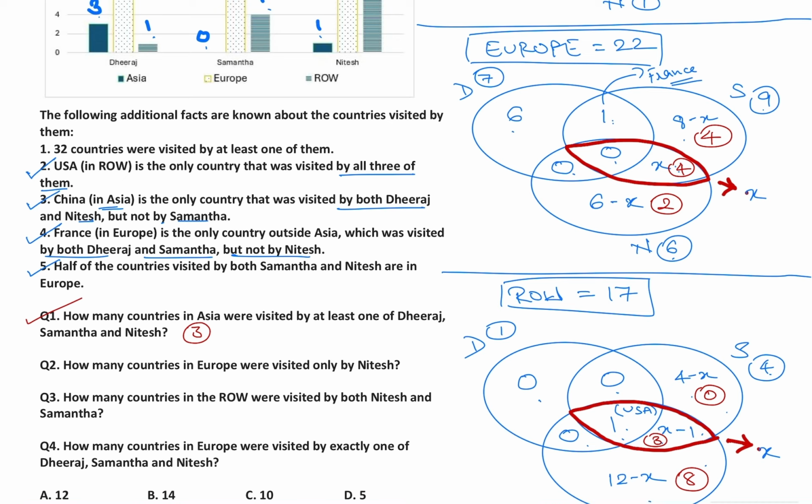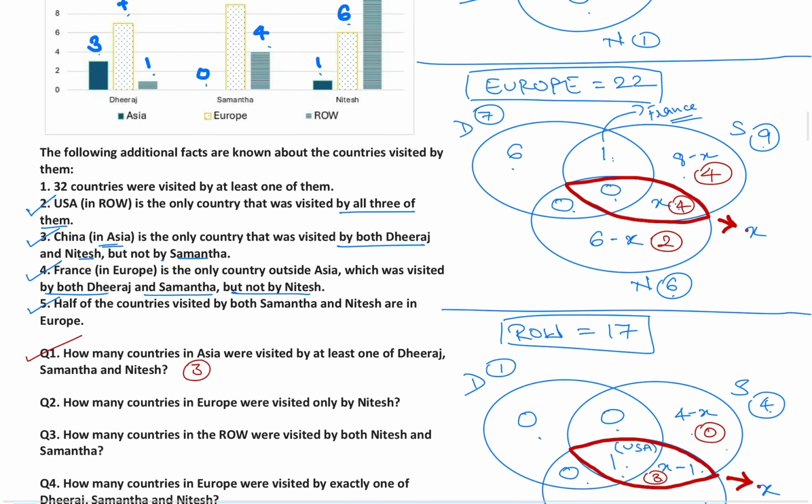How many countries in Europe were visited only by Nitesh? Okay, let's go out to Europe and Nitesh. Okay, so were visited only by Nitesh is this section. So it is 2. My answer to the question number 2 will be 2.